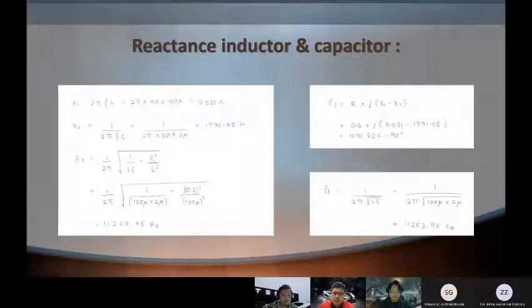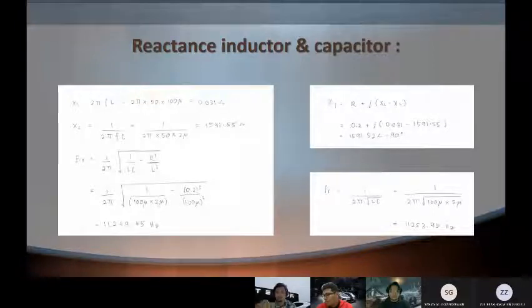This F is the resonant frequency. The formula is 1 over 2 pi square root of 1 over LC minus R square over L square. The answer is 11249.45 Hertz. And then Z is the total impedance. The formula is R plus j bracket XL minus XC. The answer is 1591.52, and the angle is negative 90 degree.